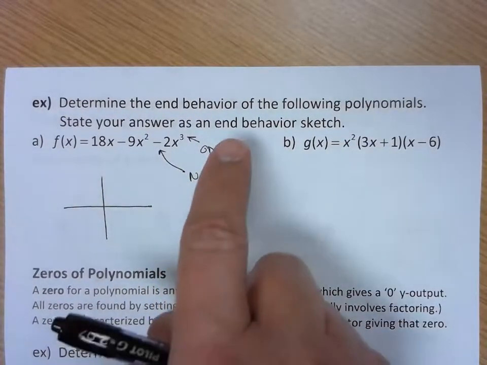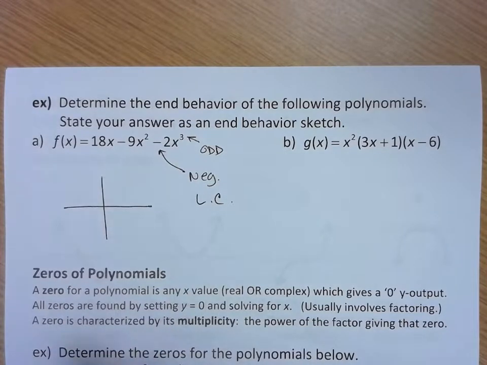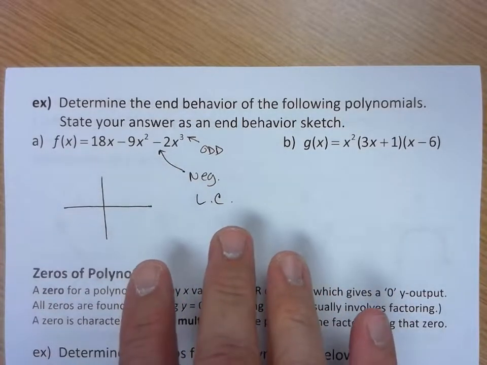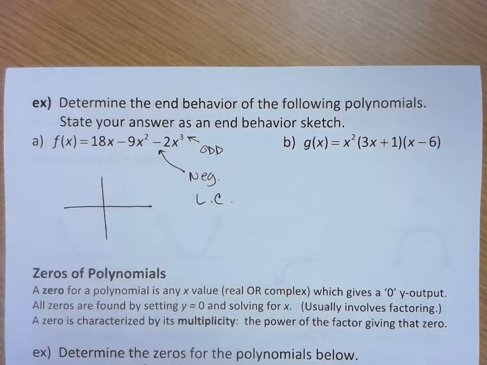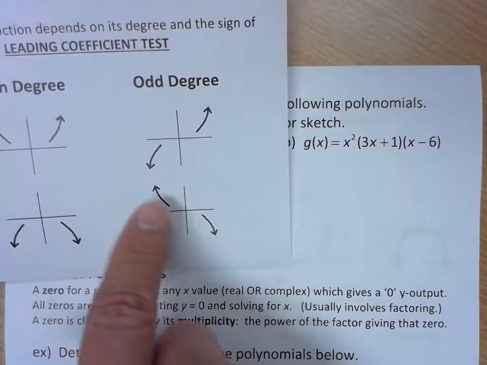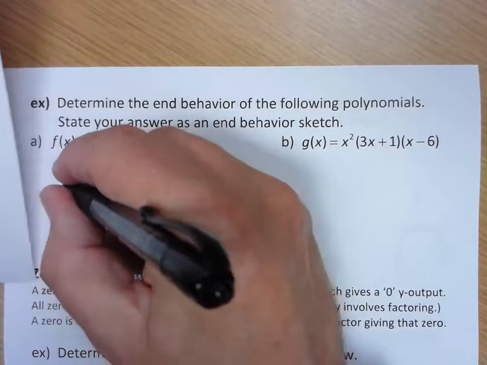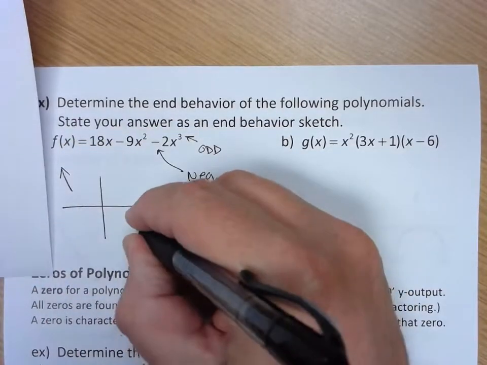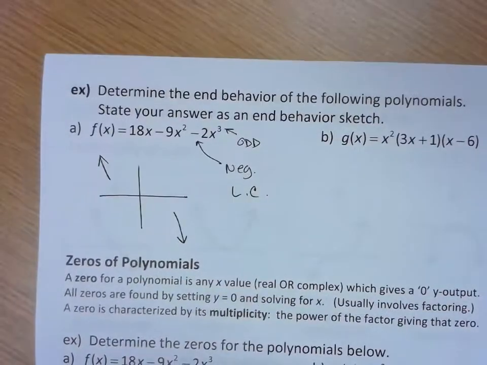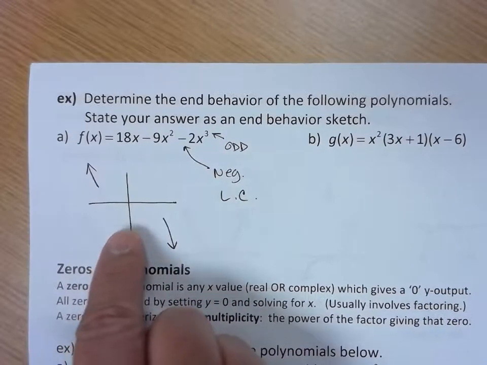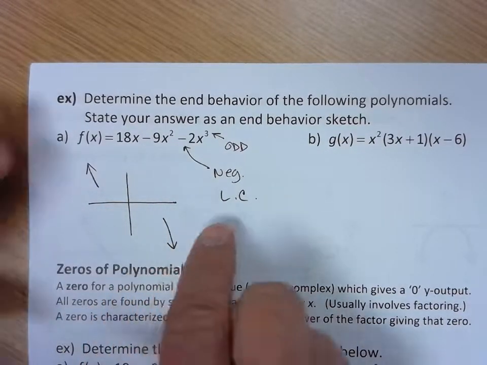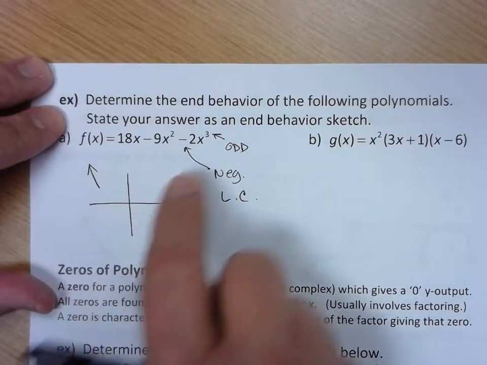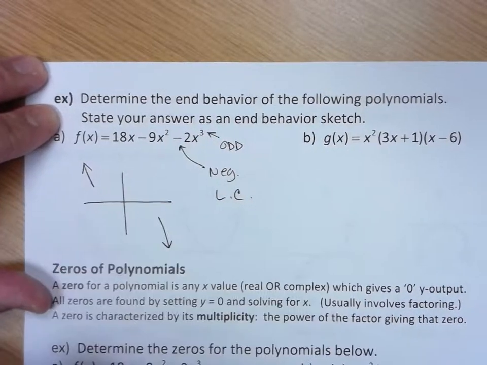So, odd degree with a negative lead coefficient, without even looking at the calculator's graph, without even needing the calculator, that much information guarantees that the ends are going to look like this. The left end is going to go up, the right end is going to go down, and again, we can't discern anything about the middle behavior just yet. We'll learn that later, in a little bit. But that's what the leading coefficient test guarantees would be the end behavior for this graph.